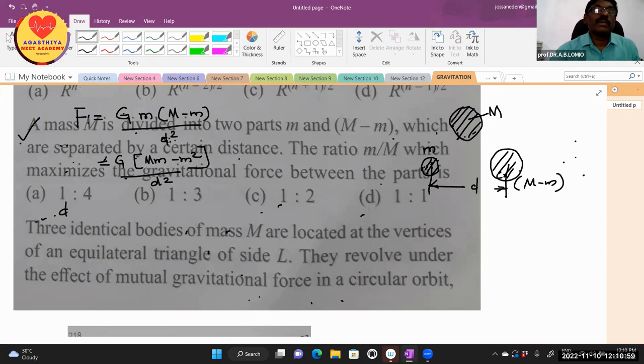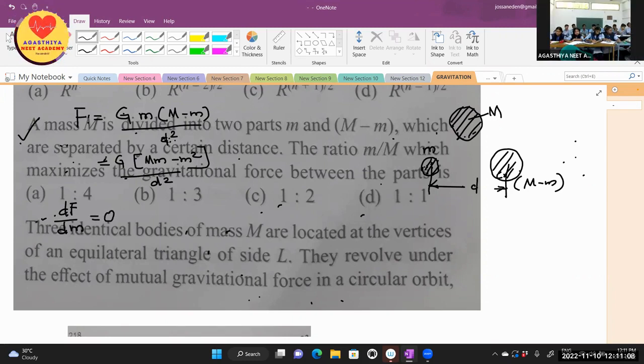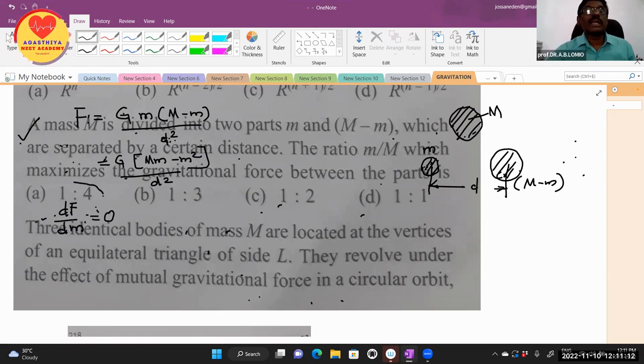For the maximum condition, what should we do? We have to differentiate the function and equate it to 0. This is the important condition. Whenever the maximum condition is asked, this is what we have to do.